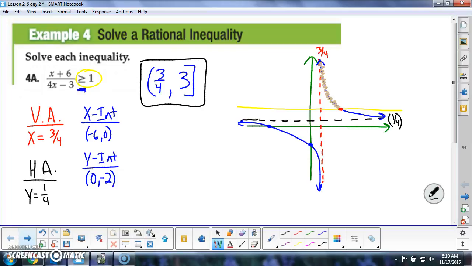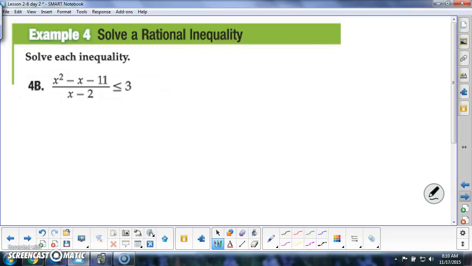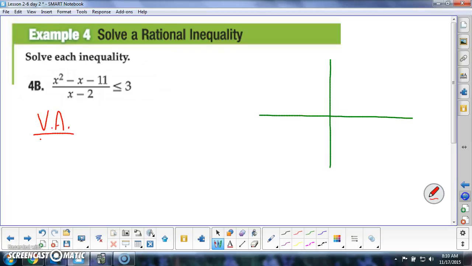When you're doing these, you are going to need to draw a picture like I've done and label some things like I've done over there. Let's do another example. Same directions, solve the inequality. So we're going to need to draw a picture on this. The first thing I'll do is figure out my vertical asymptotes, which in this problem there's just one, at x equals 2.